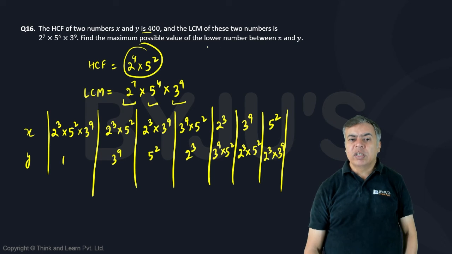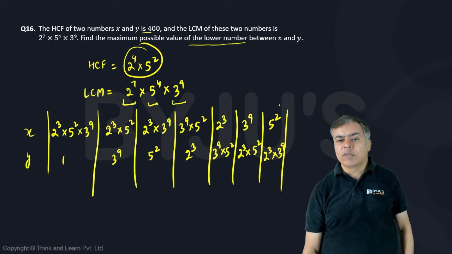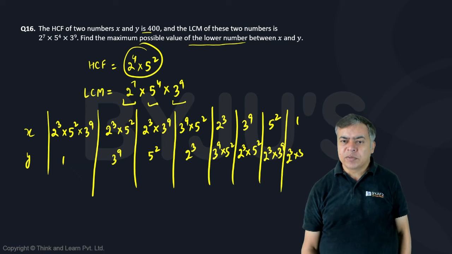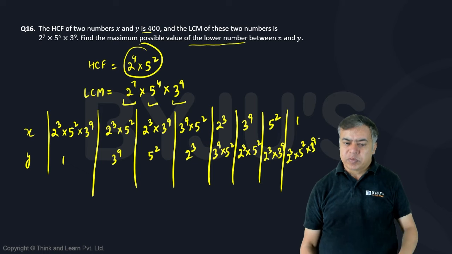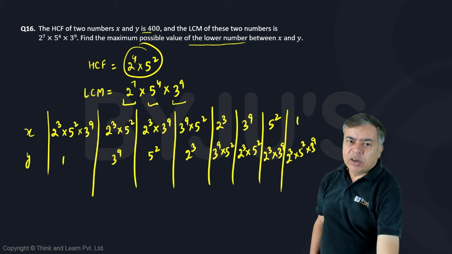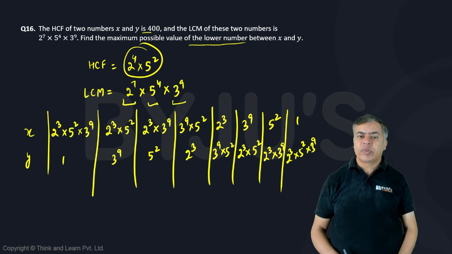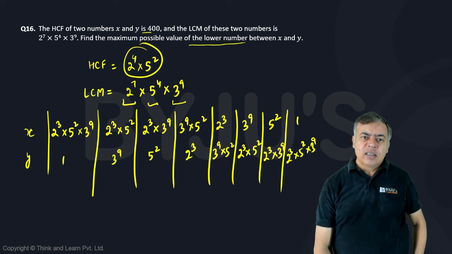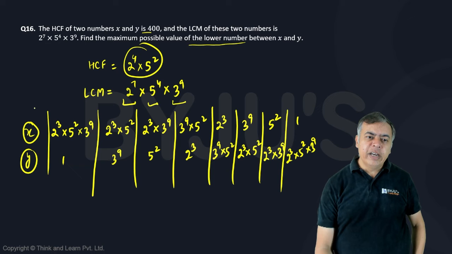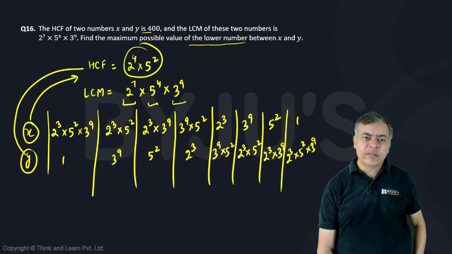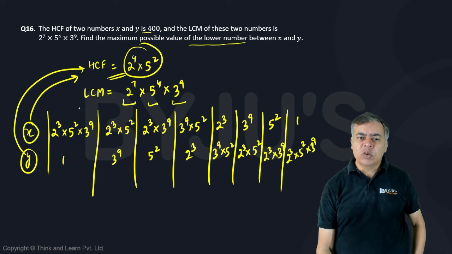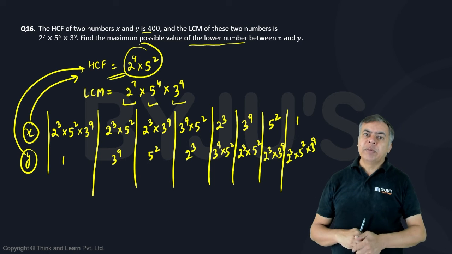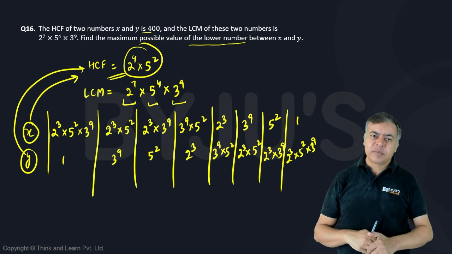But I want the maximum possible value of the lower value. You can have this also. These are all the combinations I have written, all the combinations which are possible, other than the highest common factor. So x and y here already contain this HCF. They already contain this value, plus, with that, the value to get the LCM of this.